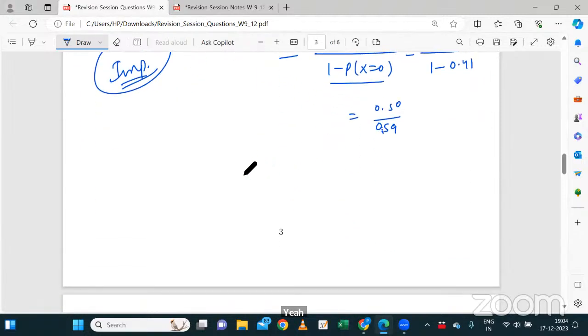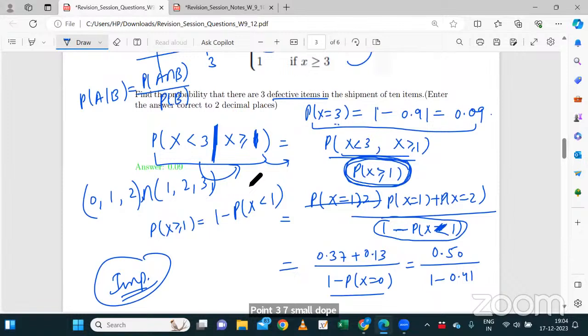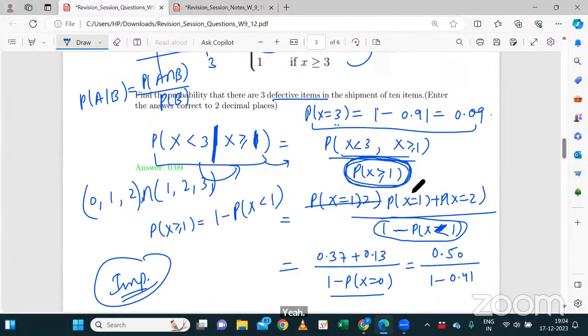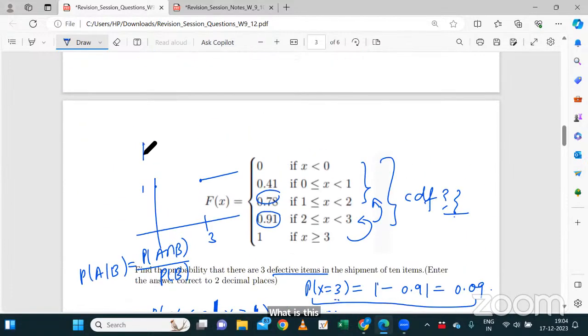Okay, so far so good. Small doubt: this value 0.37, what is this? P of x equal to 1. How will you compute probability x equal to 1 from the given CDF? Tell me. It's already a CDF, right? So you already added the values. To get the probability at a particular point, do you subtract or add? Subtract.